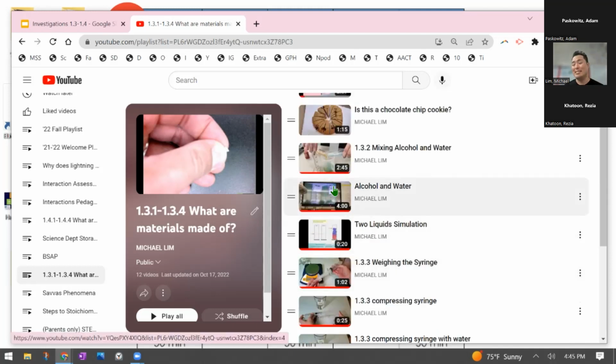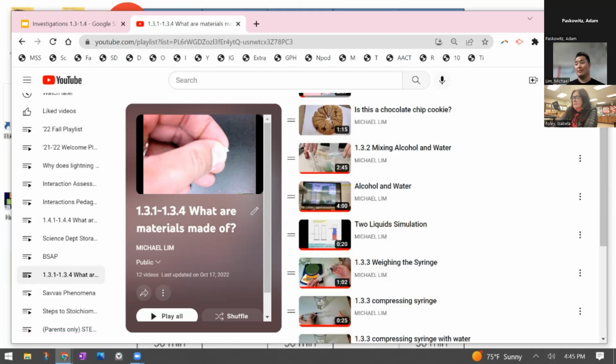And it's worth the investment, the time investment that you put into providing video links or a demonstration that you video record, so that, thank you, Ms. Foley, the evidence has to be concrete enough for students to have the agency to put into their CER.